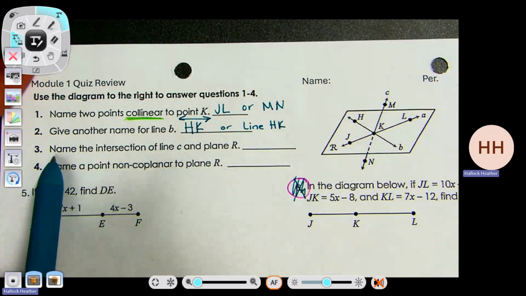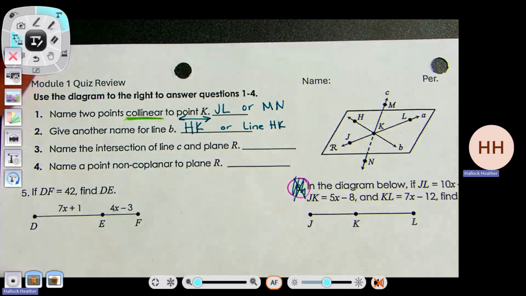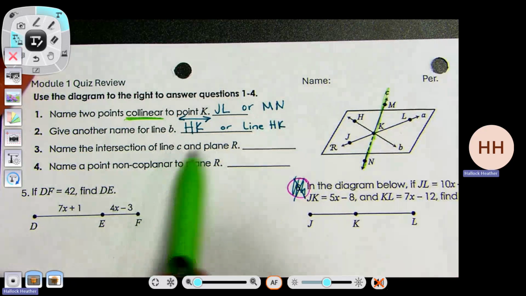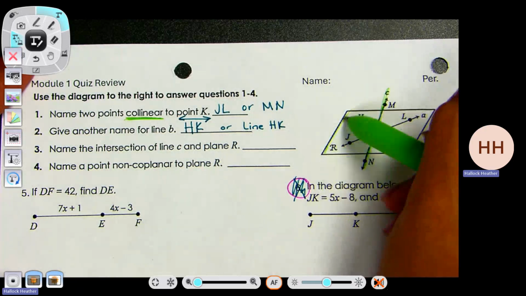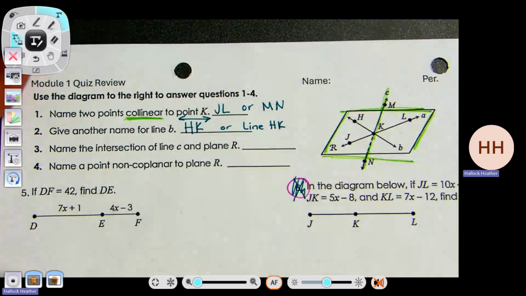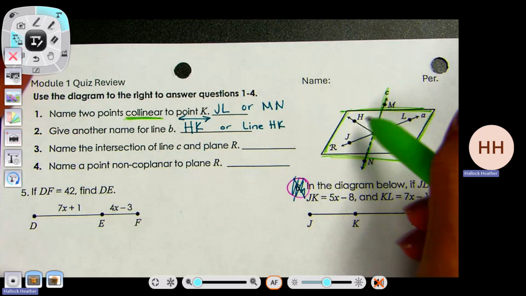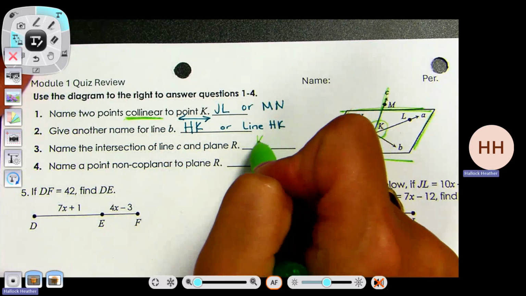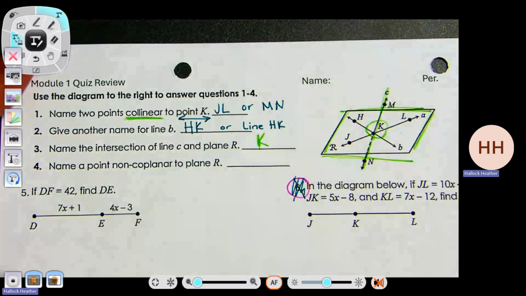Number 3 says, name the intersection of line C. So line C is this one. And plane R. Plane R is this whole flat surface. So you want to know where it crosses past. It stabs through the piece of paper. That's why this part is dashed. So the intersection, the only possible answer is K for the intersection question.